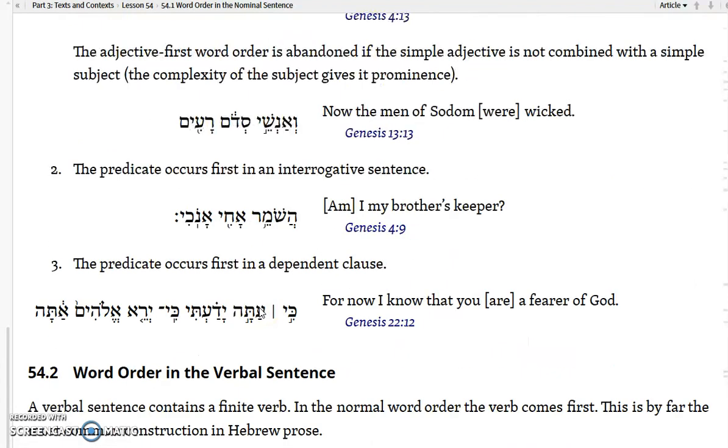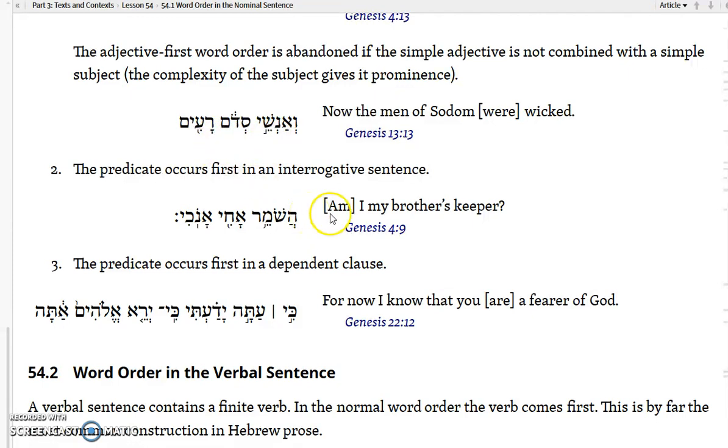The adjective first word order is abandoned if the simple adjective is not combined with the simple subject. The complexity of the subject will give it prominence, and therefore it'll come first. So, ve anshe Sodom ra'im. And as far as the men of Sodom were concerned, wicked they were. The men of Sodom were wicked.